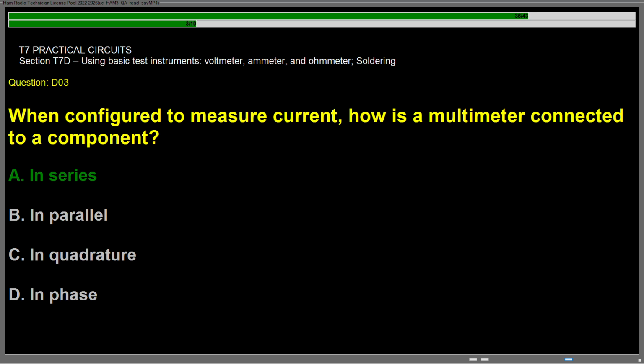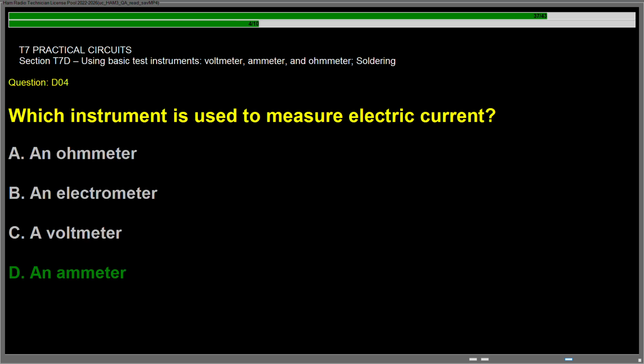Question Delta 03, when configured to measure current, how is a multimeter connected to a component? Answer is A, in series. Question Delta 04, which instrument is used to measure electric current? Answer is D, an ammeter.